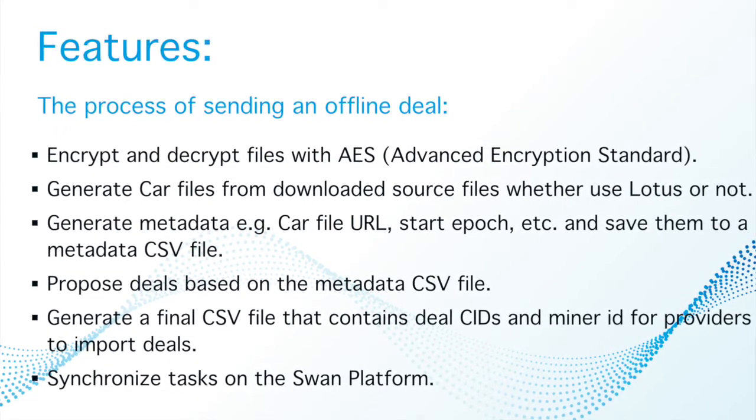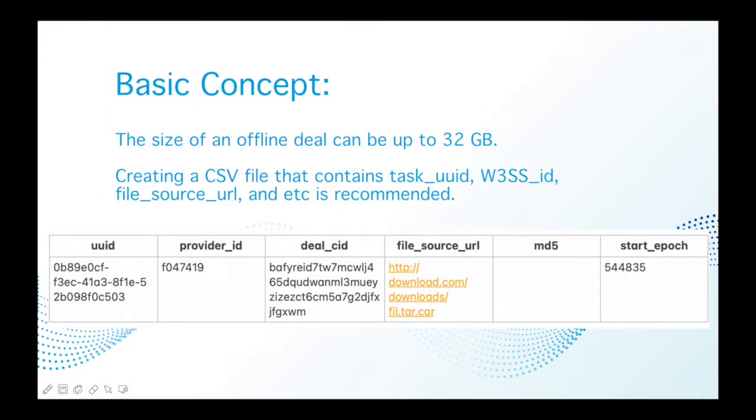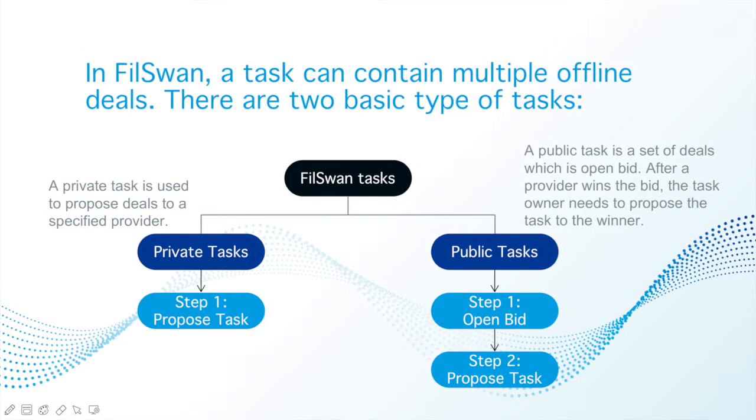Before we get started, there are several basic concepts that need to be explained first. Our FilSwan client tool is designed for clients who want to send offline deals. The size of an offline deal can be up to 32 gigabytes. We suggest creating a CSV file. Here's an example. In the FilSwan project, a task can contain up to 100 offline deals.